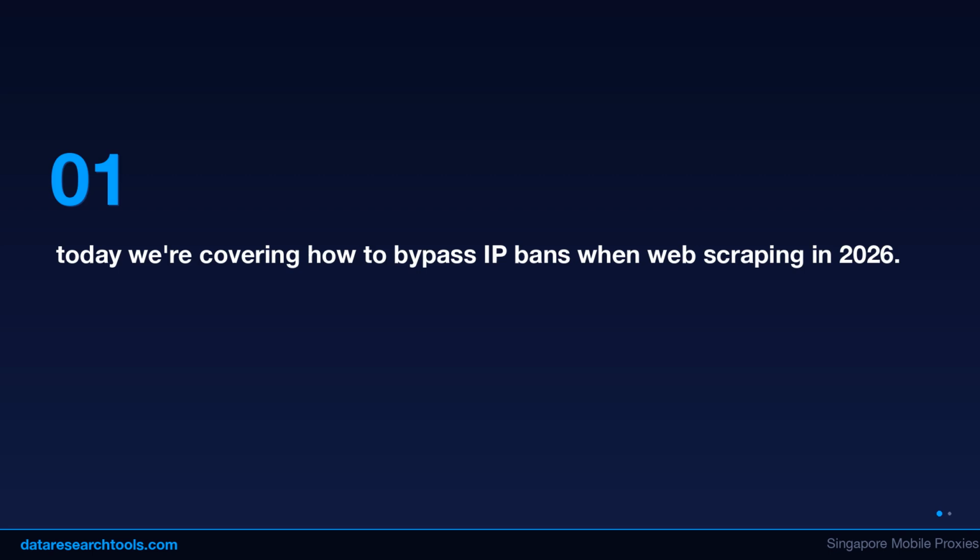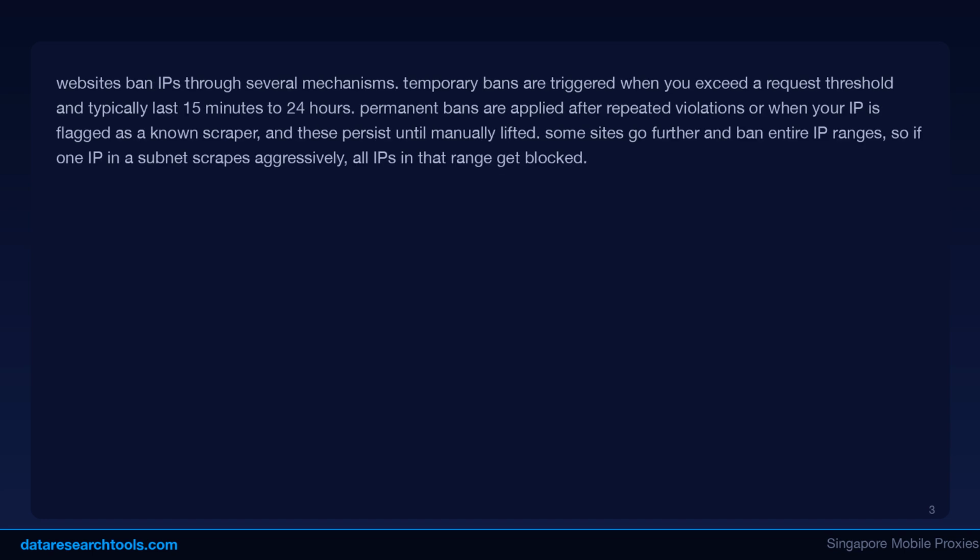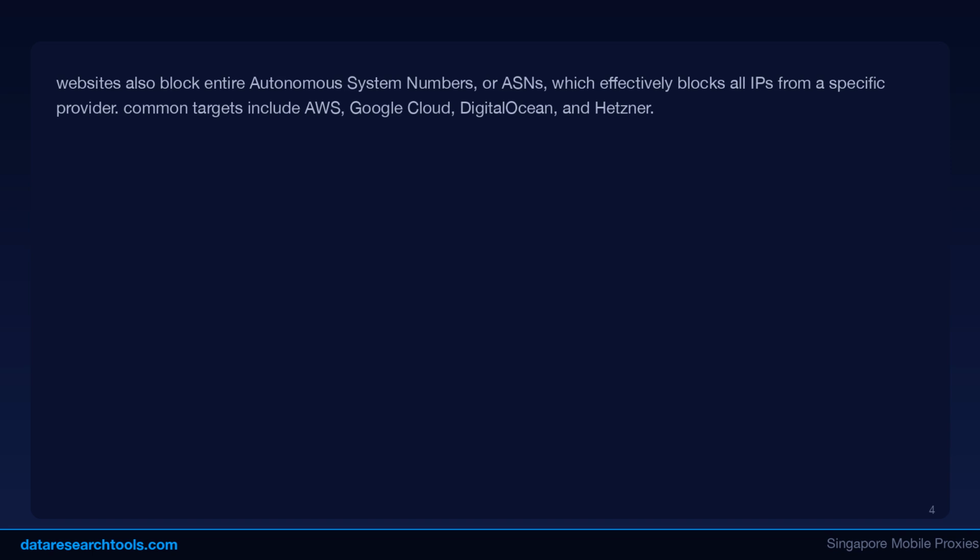Temporary bans are triggered when you exceed a request threshold and typically last 15 minutes to 24 hours. Permanent bans are applied after repeated violations or when your IP is flagged as a known scraper, and these persist until manually lifted. Some sites go further and ban entire IP ranges, so if one IP in a subnet scrapes aggressively, all IPs in that range get blocked. Websites also block entire autonomous system numbers, or ASNs, which effectively blocks all IPs from a specific provider. Common targets include AWS, Google Cloud, DigitalOcean, and Hetzner.